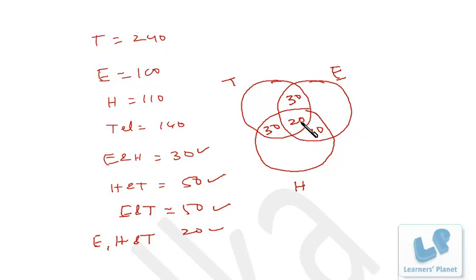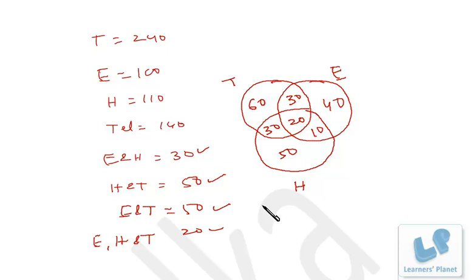Okay, circle of English should contain 100 people. So 30, 40, 50 and 60 is already there. So 40 will be here, right? Hindi 110, 30, 40, 50 and 60 is already there. So we are having 50 here. After that, Telugu 140, so 30 and 20, 50 and 30, 80 already there. So here we are having 60, right? Now this Venn diagram is complete.